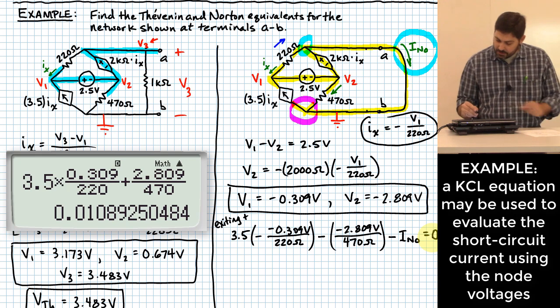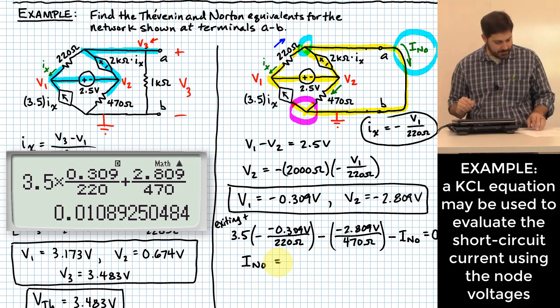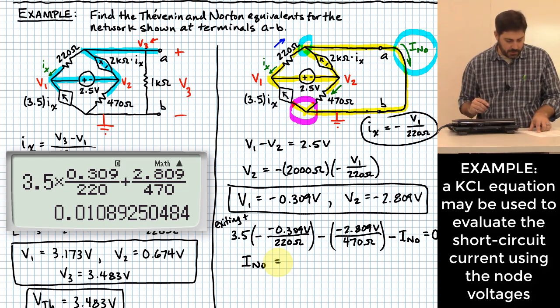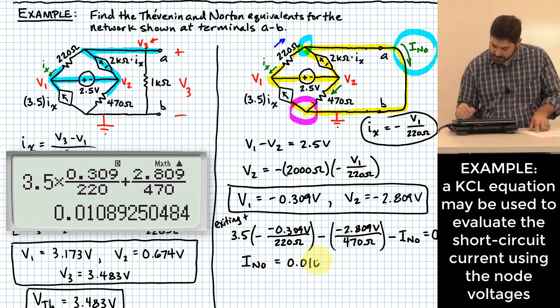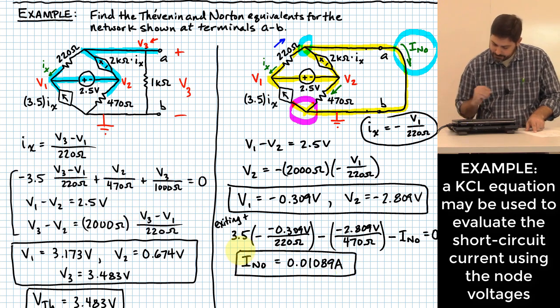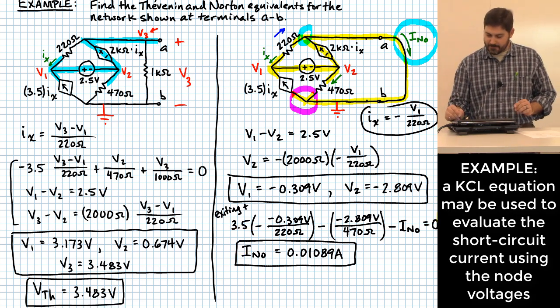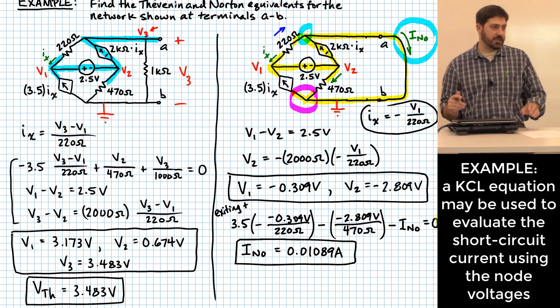So once I actually go to plugging all that in, INO winds up being 0.089 amps. Actually, 10.89 milliamps, if you want to think of it that way.